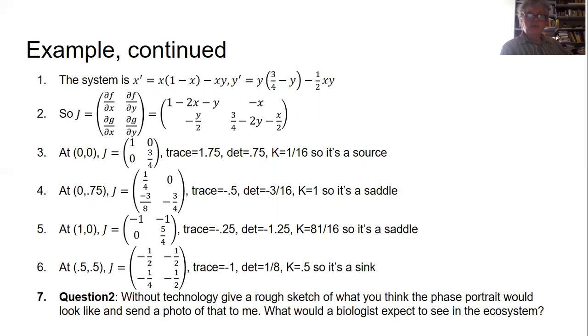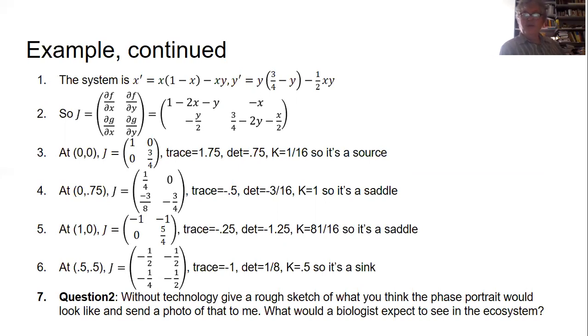1, 0 is also a saddle. The eigenvalues are of opposite signs. And at half, half, you see the trace is minus 1, the determinant is an eighth, and the discriminant is a half. So you look at your little table and you realize it's a sink. The fact that the trace is negative and the determinant is positive means that both eigenvalues are negative, and the discriminant is positive, so that means there's no imaginary part.